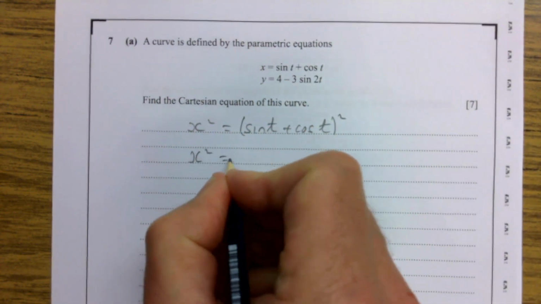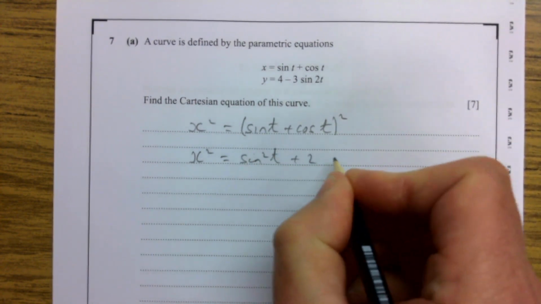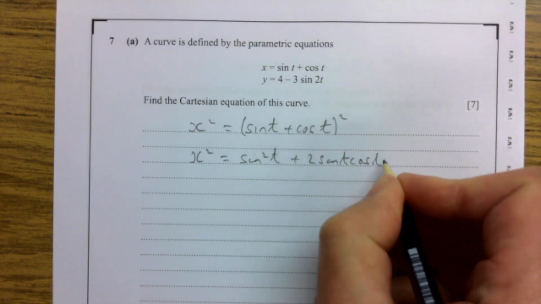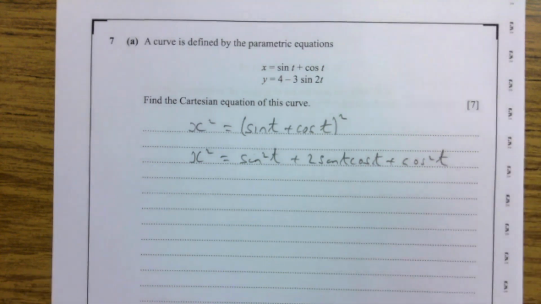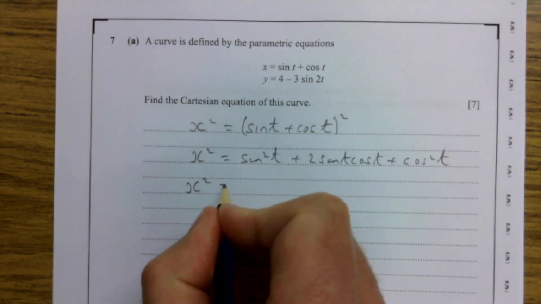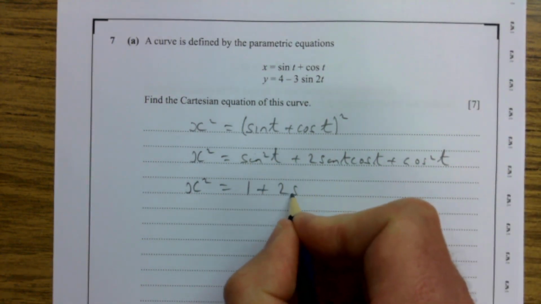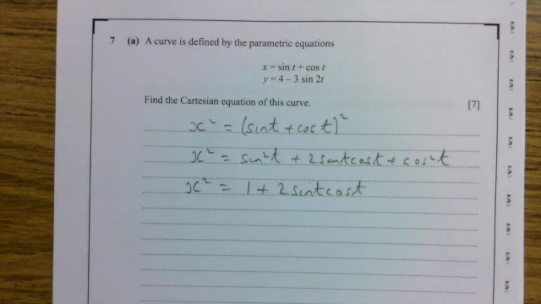So that means my x squared then becomes sine squared t plus 2 sine t cos t plus cos squared t. And so things will tidy very slightly there because sine squared plus cos squared is 1, so they disappear to give me a 1. So it's 1 plus 2 sine t cos t.